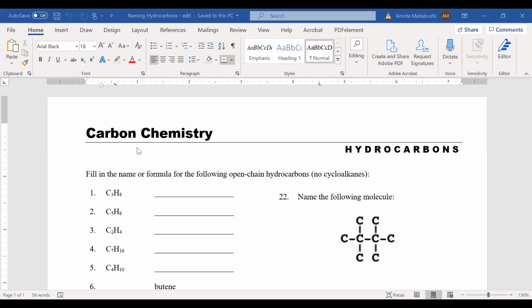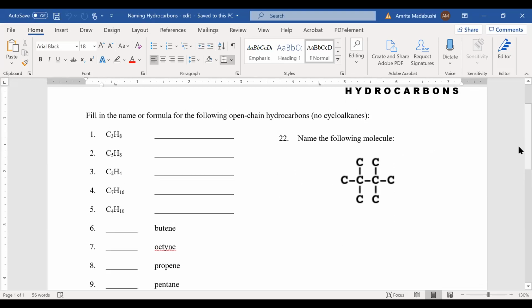But when you are given the formula like this, wait a minute. Can you tell what is the name? C3H8. Can you draw it? Yes, I can draw that. You can draw that? Okay, try it.